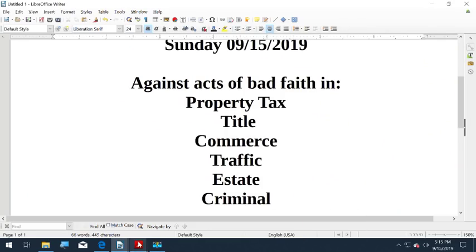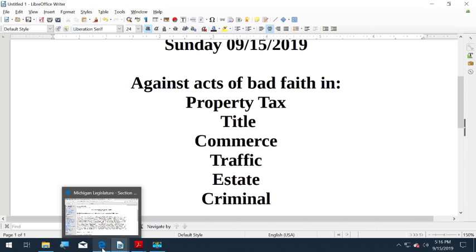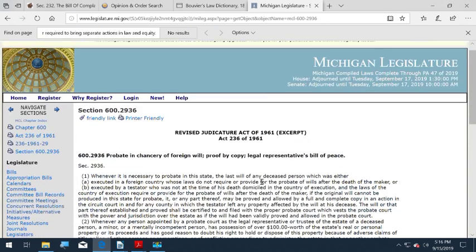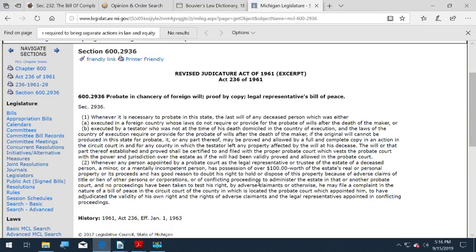Okay, so let's look at one that would have to do with the estate. I'm sure that's of interest to people. One of these other laws I found was MCL, Michigan Compiled Law 600.2936, probate in chancery of foreign wills, proof by copy, legal representatives, bill of peace. Wasn't that interesting? I'm just going to read number 2.